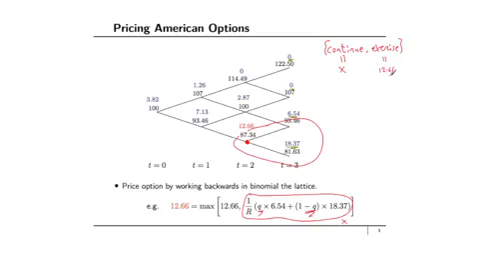So we will choose to exercise if 12.66 is greater than x, and we will choose to continue if x is greater than 12.66. In this case, it turns out that 12.66 is the greater of the two, so x is less than 12.66. So at this node, we choose to exercise, and we get 12.66. So the fair value of the American option at this node is $12.66. And we do the exact same thing at this node and at this node.